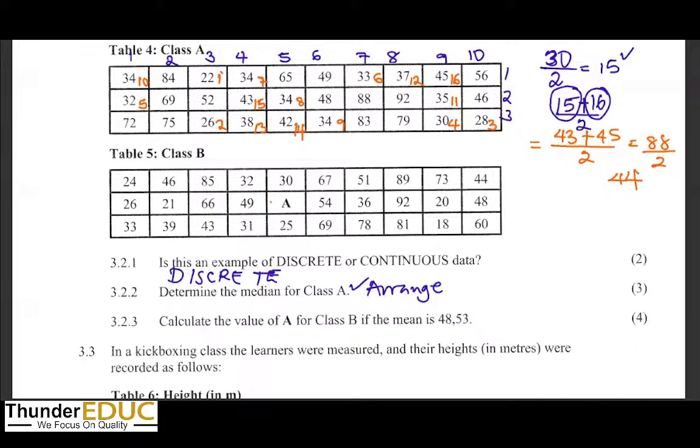All right, we'll continue with the question paper. And we are saying, so this was the answer. This was the answer for question number, the median. This was the median. Okay.